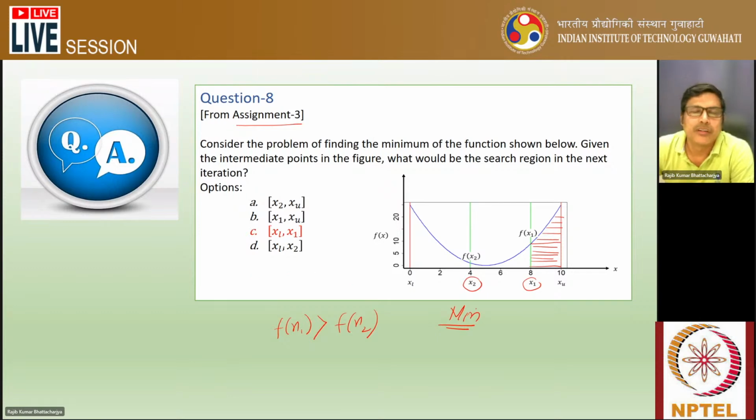Therefore, the correct option is xl to x1. This is the correct option. This region you will get, and the other region will be eliminated. So you'll be getting xl and x1, this region xl to x1. This is the correct solution.